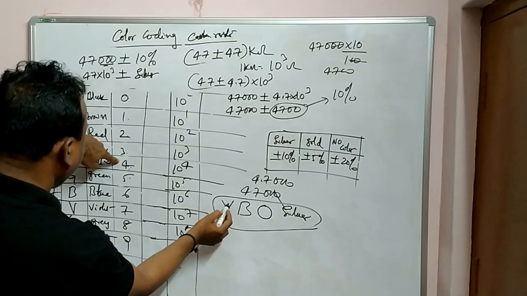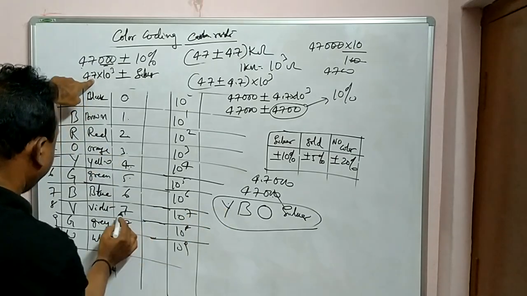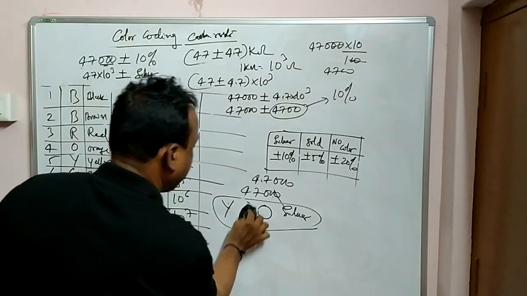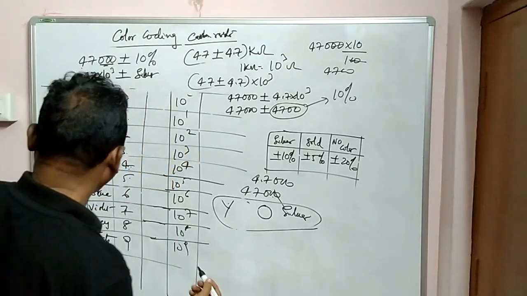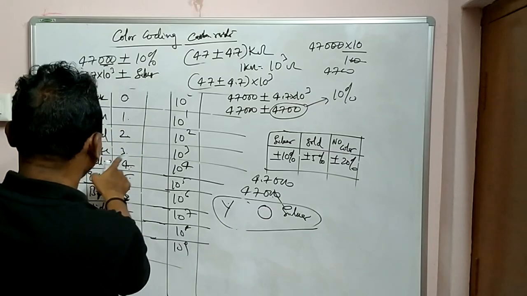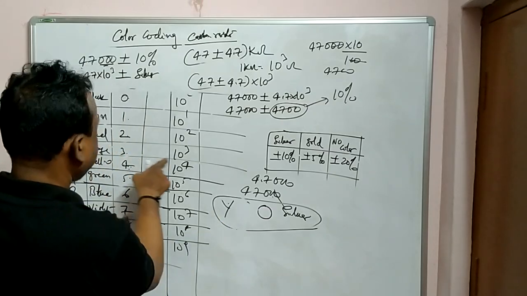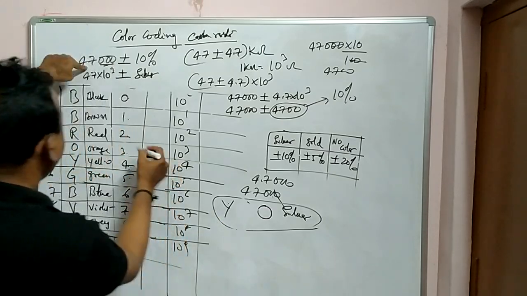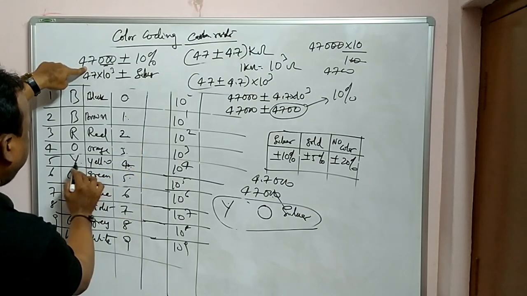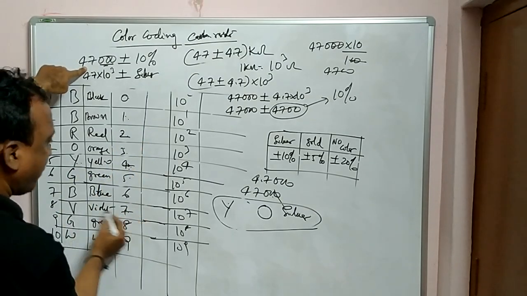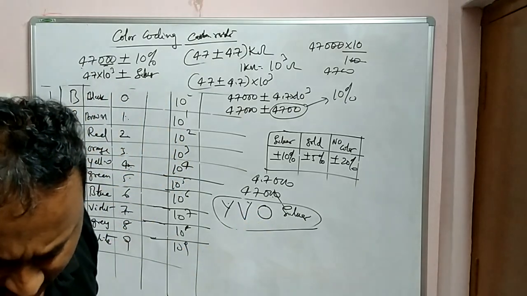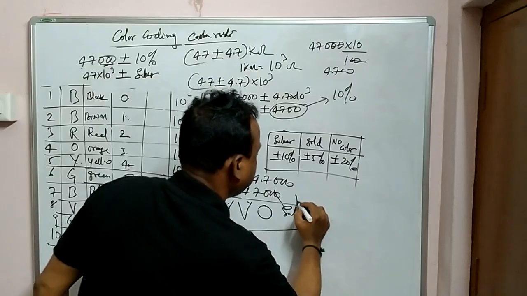4 is yellow and we got 7 here. What does 7 mean? Violet, please. 7 is violet, not blue. You have to watch carefully because of the colors. 47, 4 belongs to what? Orange? No. 1, 2, 3, 4, yellow. 4 belongs to yellow and 7 belongs to violet. So yellow, violet, orange, silver. This is the correct answer.